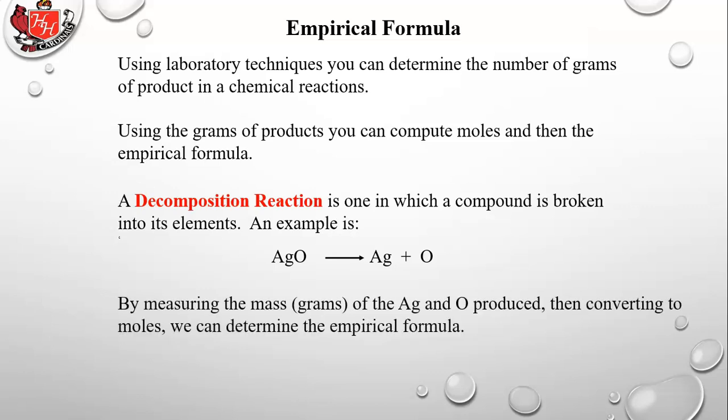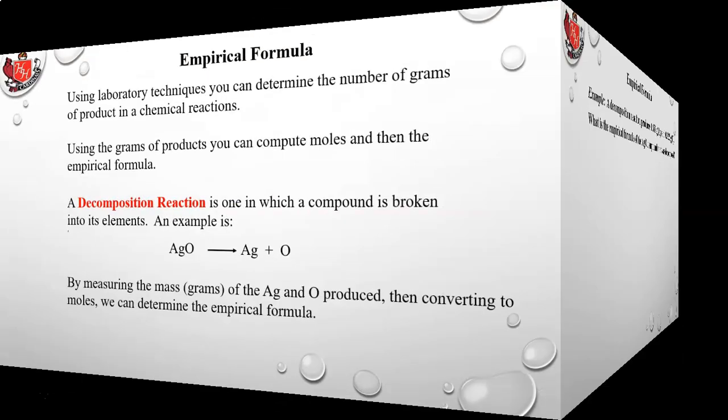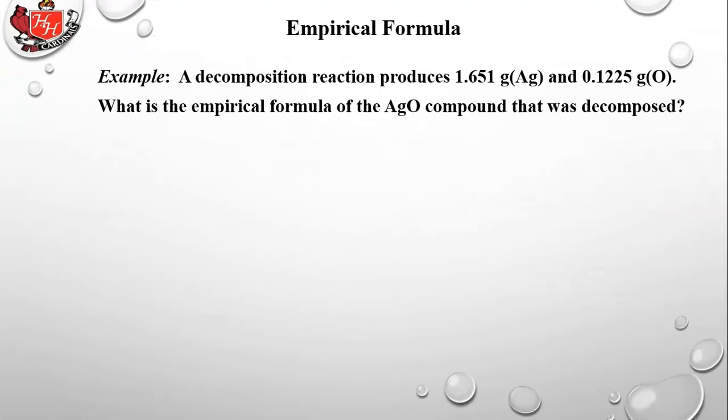By measuring the mass, in grams, of Ag and O produced, then converting to moles, we can determine the empirical formula. So, for example, a decomposition reaction produces 1.651 grams of silver and 0.1225 grams of oxygen. What is the empirical formula of the AgO compound that was decomposed?